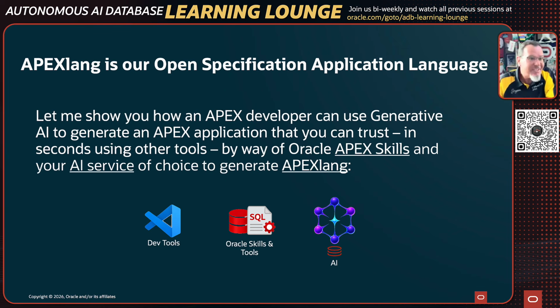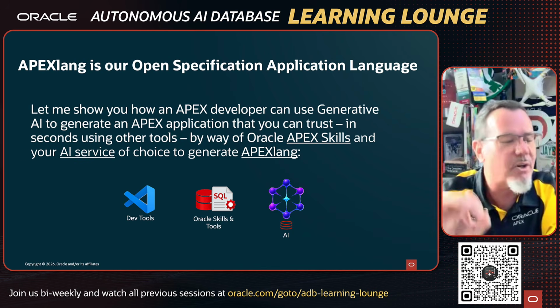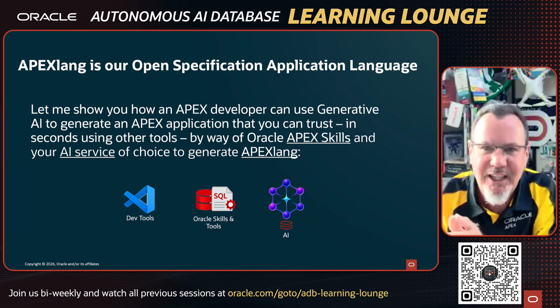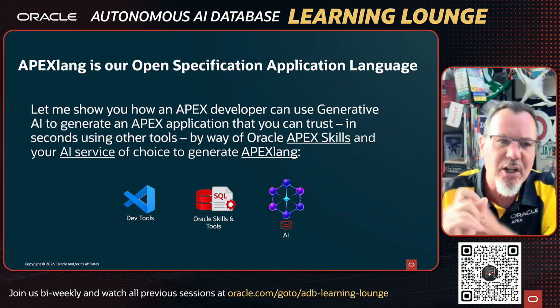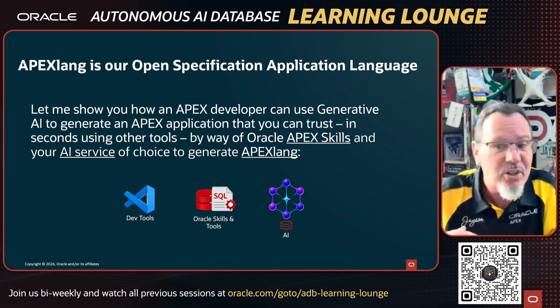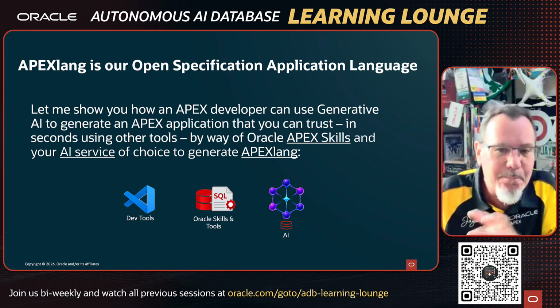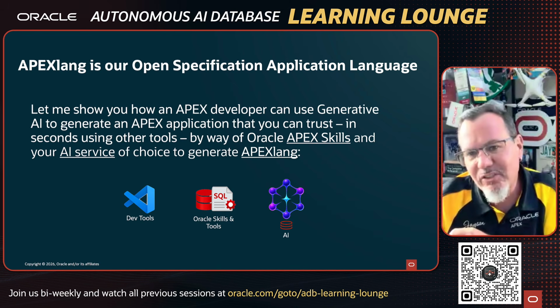So APEXlang is our open specification application language. It is still not code. It's not a programming language. It's a deterministic specification language. So let me show you in another example how an Apex developer would use generative AI to generate an app that you can trust in ways you couldn't before. But you can do this in seconds by way of combining all these different tools, right? VS Code, Oracle skills, and tools with the AI service of choice.